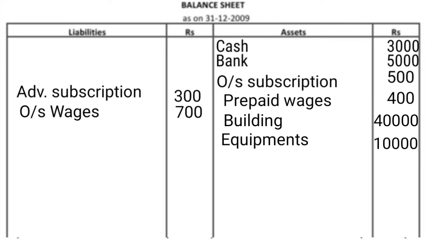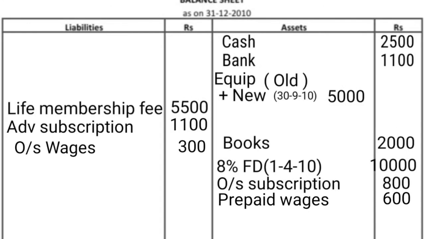But this asset we can use not only in 2009 but also in 2010, 2011, 2012, 2013, like that. But some value will decrease every year. That means we need to provide depreciation on the asset. That is the only change. So these assets, building and equipment, we can carry forward to 2010.